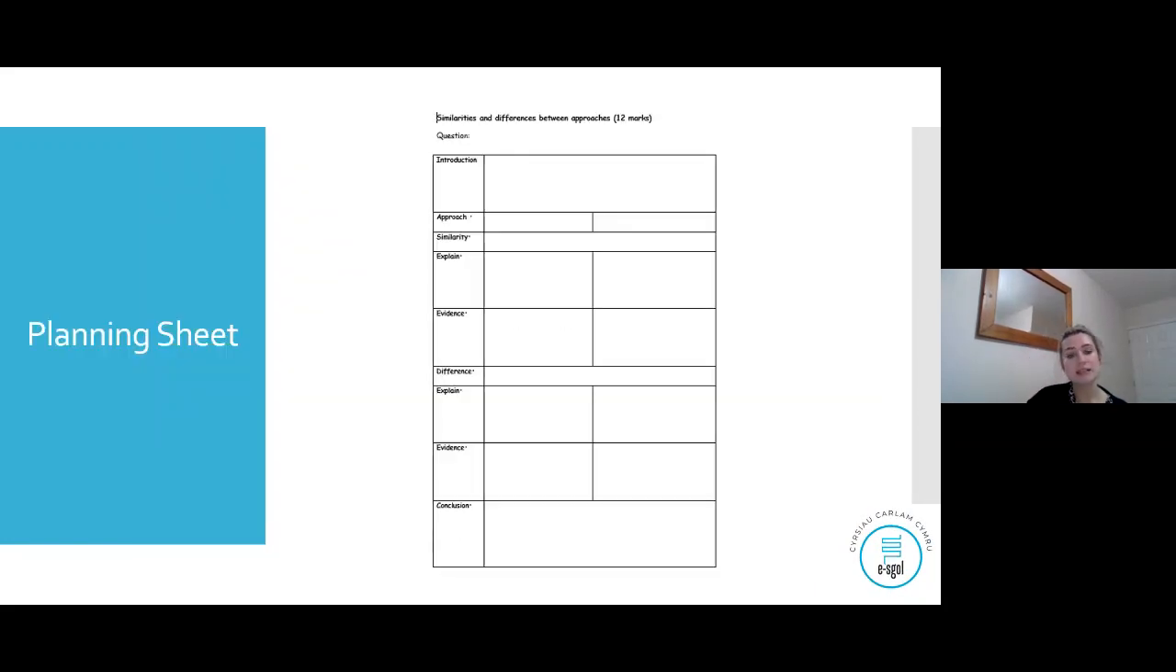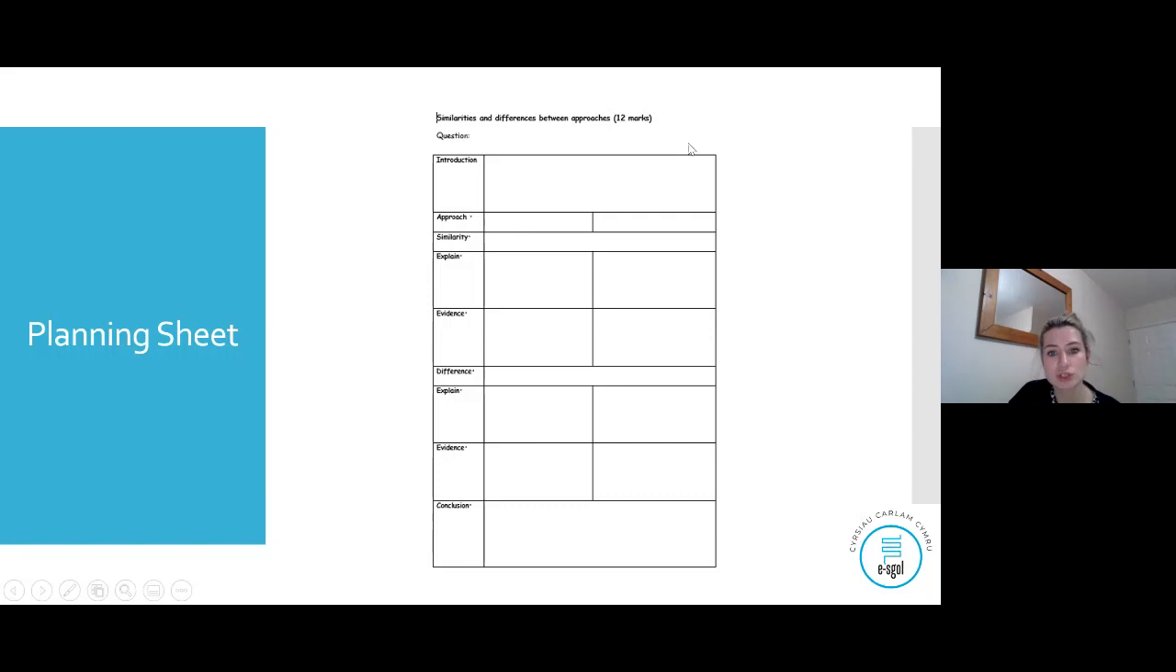Okay, so this is the planning sheet that I use with my students. Similarities and differences between approaches. Question, I mean, you can decide. You could do a planning sheet for all the possible combinations if you wanted to, and really briefly plan and summarise what you would say. But these are a really, really useful tool in allowing you, in your mind and on paper, to picture and view what you're going to discuss.